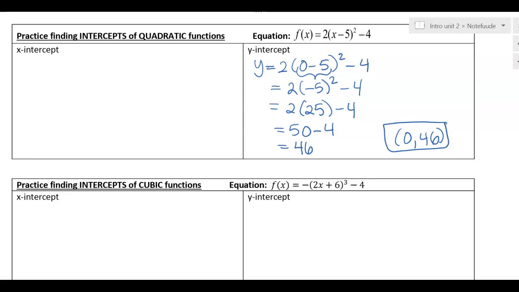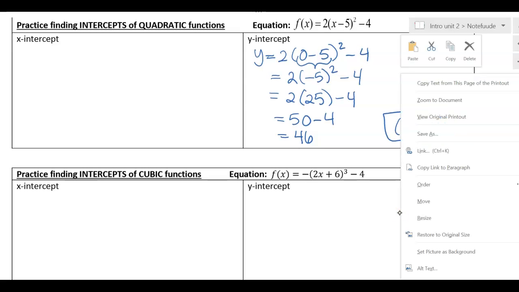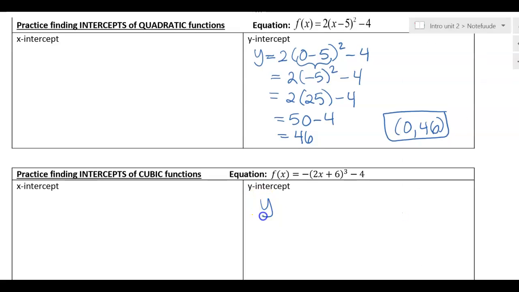So let's do the same thing for the cubic. Let's go find its y-intercept as well. We're going to plug in 0 for x there. And you have a lot of work to do in the parentheses here, so you need to multiply 2 times 0, which would be 0, and then add 6. So you have a negative outside of the power. Then you have 6 being raised to the power of 3, and then minus 4.